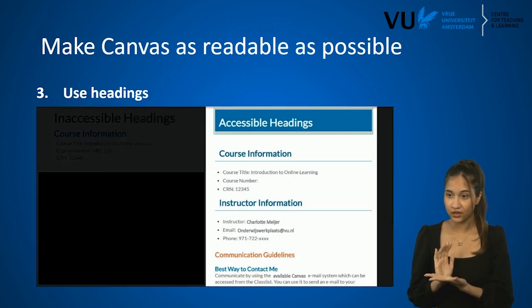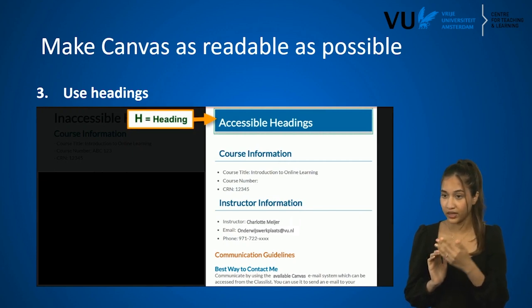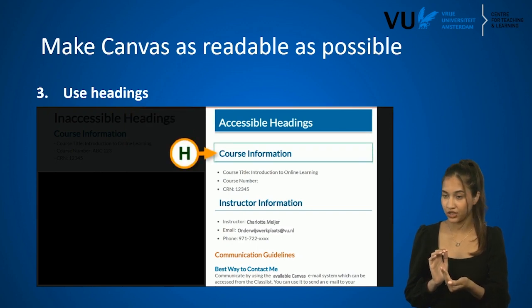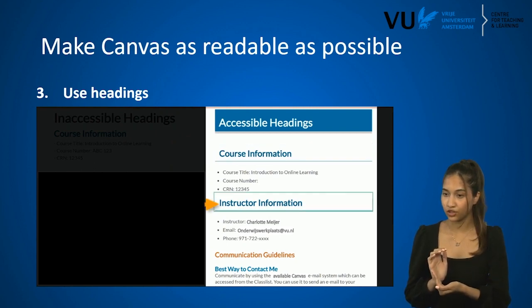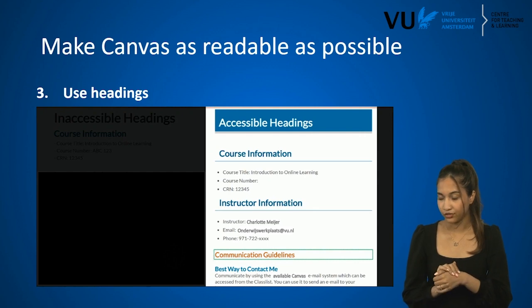And as you see here in the accessible headings part, this is heading 1, and then the person can go to the next heading, which is course information, and then there's the course information, but then they can go to the next heading, instructor information, and then they can skip to the next heading. So that makes it easier for the students.